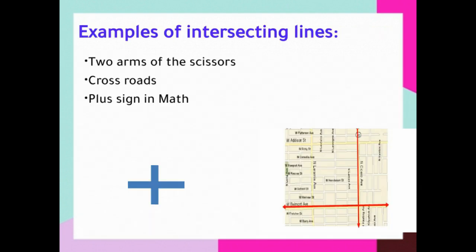Let's see some examples of intersecting lines. Two arms of the scissor. The two arms are intersecting, no? That is the example. Next, crossroad. Look at the second figure, the crossing road marked with red line. Next, plus sign in math. Plus sign, two lines intersecting.